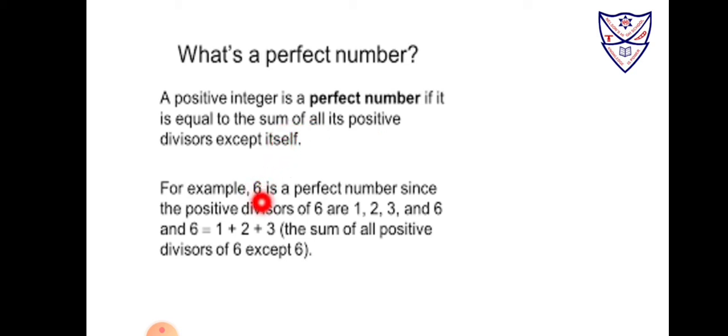For example, if I want to find whether 6 is a perfect number, then I will add 1 plus 2 plus 3, not the number itself. Number itself we don't have to add. So if I add 1 plus 2 plus 3, then the answer is 6. 3 plus 2 is 5, plus 1 is 6. So what are 1, 2 and 3? They are the positive divisors of 6. So a perfect number is equal to the sum of all positive divisors except the number itself.